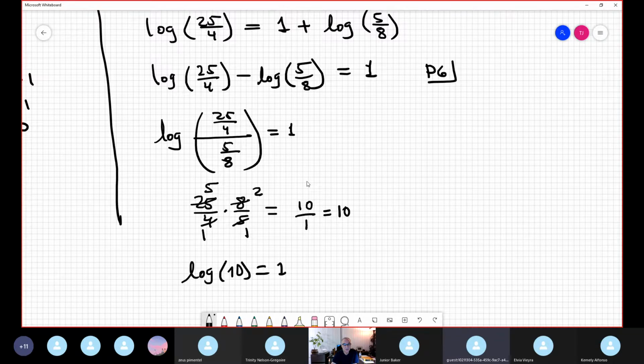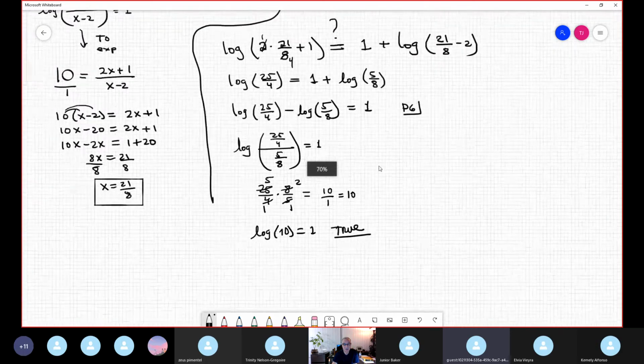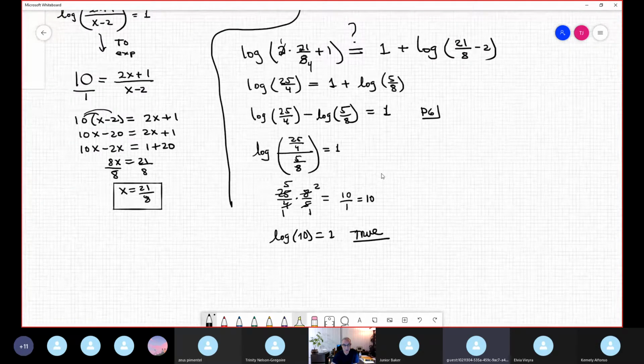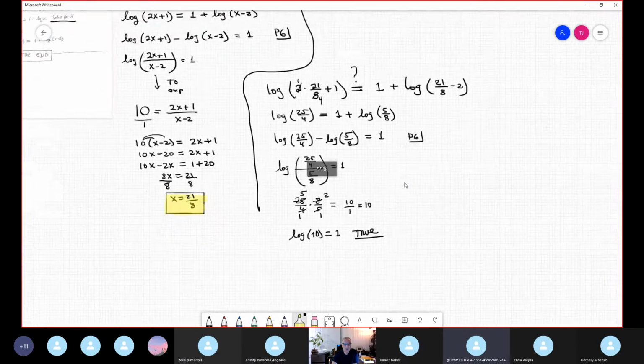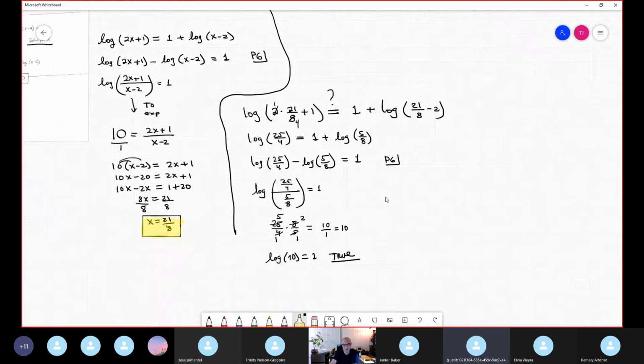This statement is true or false? We saw before it's true, right? This is the beauty of this. Therefore, the solution 21 over 8 is perfect. Any question? I do the fraction part by hand, but you can put it in the calculator if you want. In any calculator, a fraction is acceptable. Any question, guys? At least that's it for test 4.